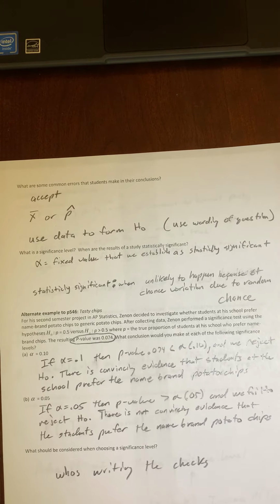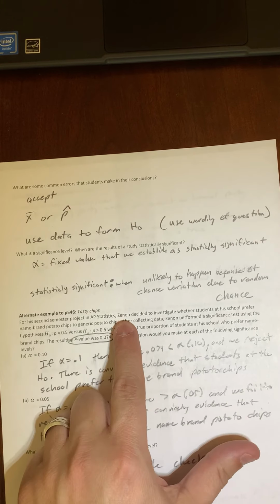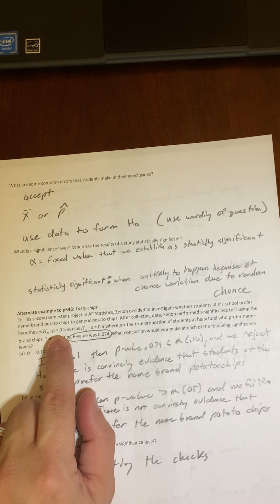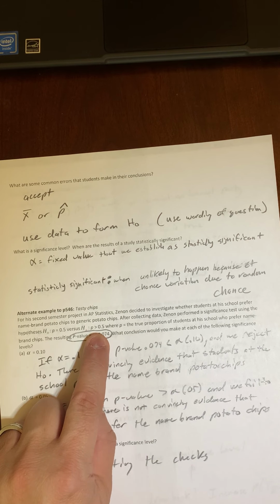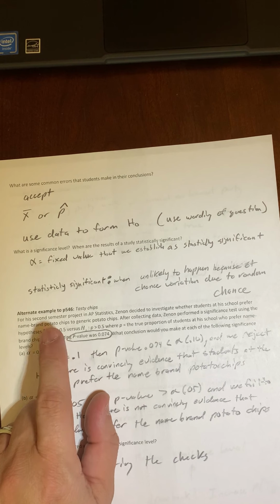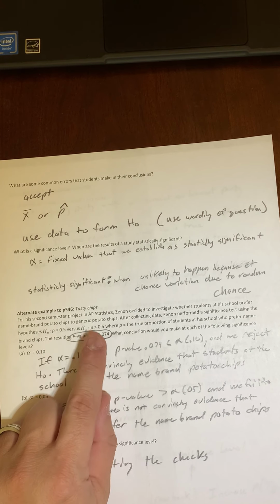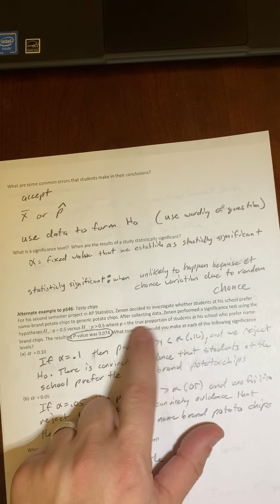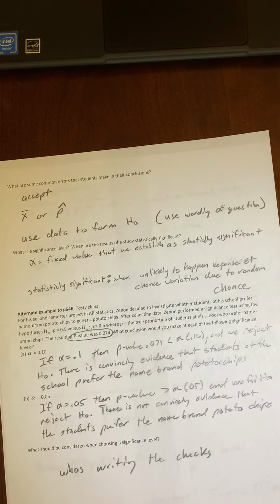For a second semester project in AP Stats, Zenon, I love that name by the way, decided to investigate whether students in his school prefer name brand potato chips to generic potato chips. After collecting the data, Zenon performed a significance test using a hypothesis that the null says that p equals 50%, and again, notice the null has an equals and the alternate is an inequality, where the alternate says p is greater than 50%. And you'll have to define p right after it, where p is the true proportion of students at his school that prefer name brand potato chips.